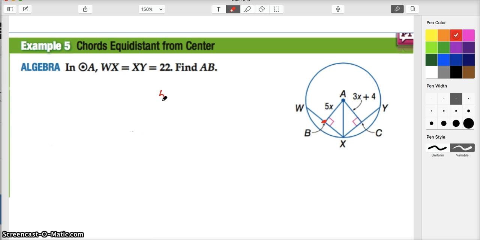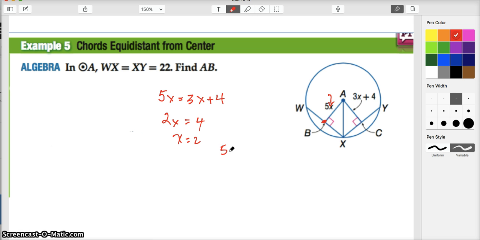So this really works out pretty nicely for us, because if AB is equivalent to AC, then 5x is equivalent to 3x plus 4. If I solve this, moving the 3x over to the other side, I get 2x is equal to 4, and I get that x equals 2 by dividing both sides by 2. Obviously, we haven't found AB. We've got to substitute it in there.